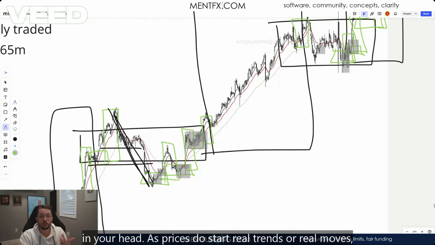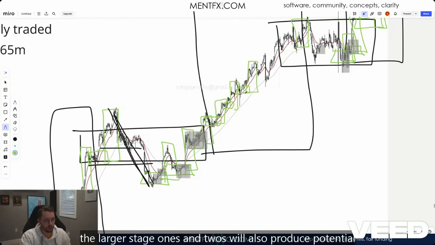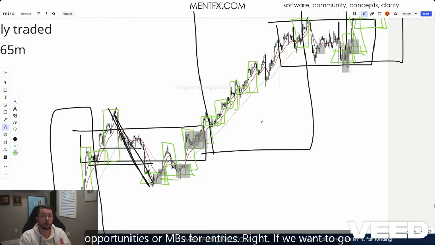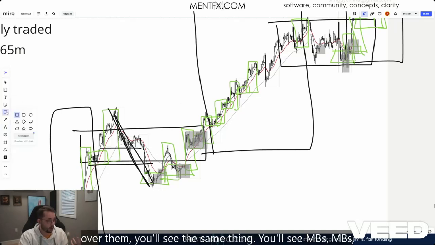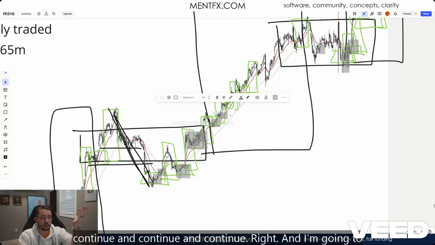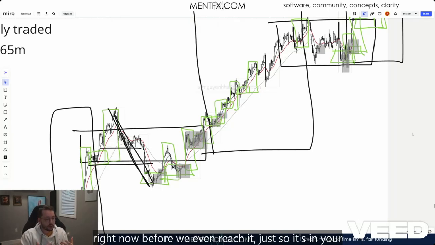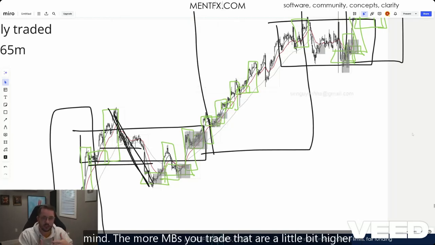As prices do start real trends or real moves, those fractal stage ones and twos, these little stage ones and twos within the larger stage ones and twos, will also produce potential opportunities or MBs for entries, right? If we want to go over them, you'll see the same thing. You'll see MBs, lots of which get validated, create that setup, and then continue. And I'm going to give you a little bit of a hint right now before we even reach it, just so it's in your mind.